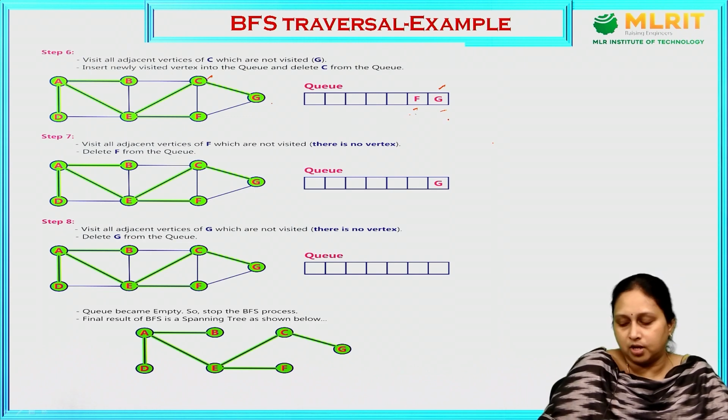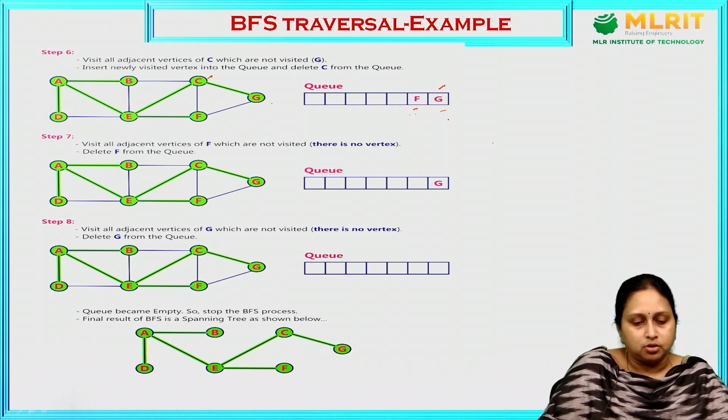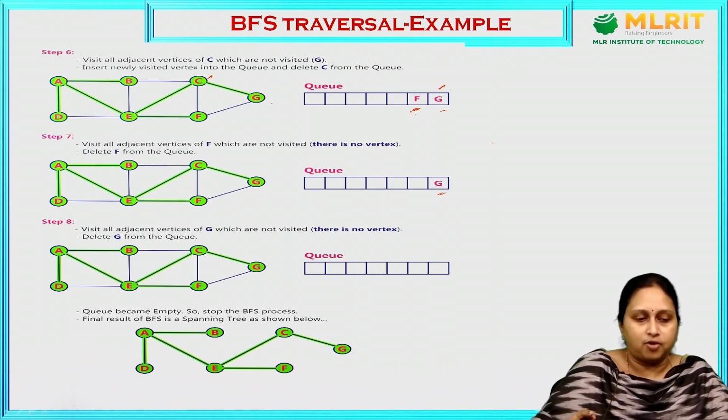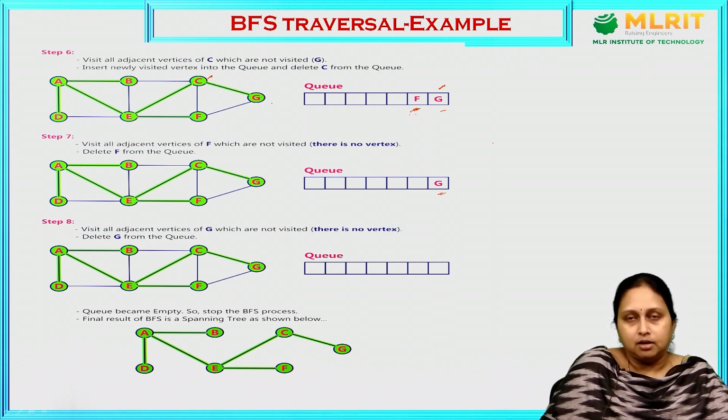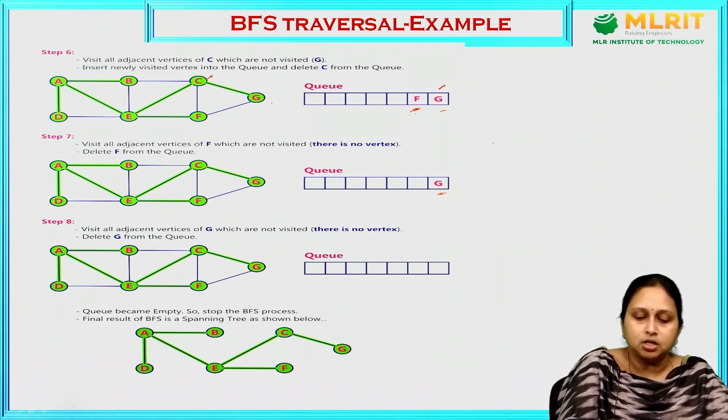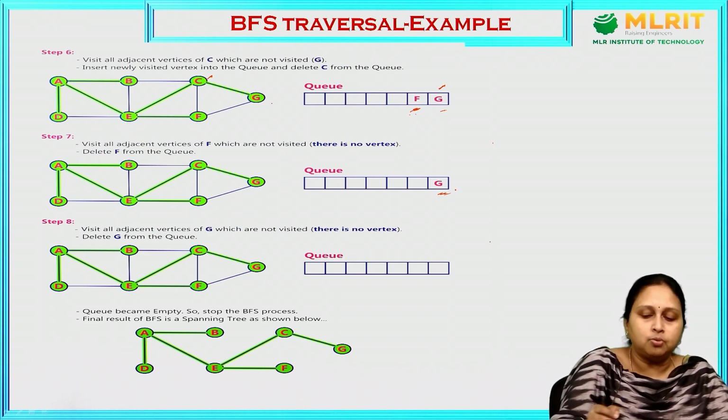From F we are going to check, is there any non-visited vertex? No. Any adjacent vertices which are not placed into the Q? No. Everything is placed, so we are going to remove the F value. And then at last we are left with G. For G, you don't have any other vertices which are not visited, so we are going to delete the G value also. Now Q becomes empty, so stop the BFS process.